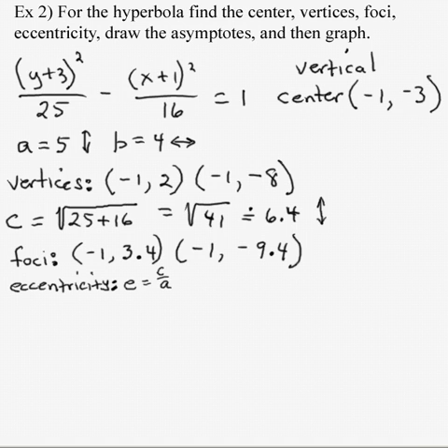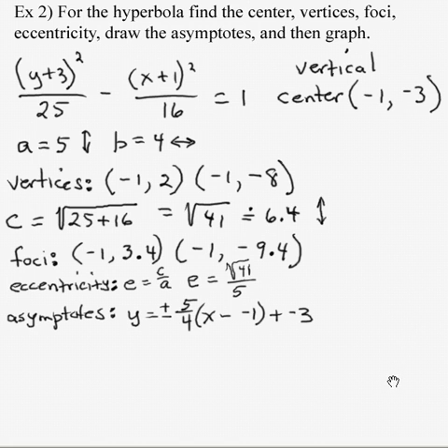Eccentricity is still c divided by a. C, we're going to go exact, so that's the square root of 41 over a, which is 5. Some of your teachers might have you go decimals.